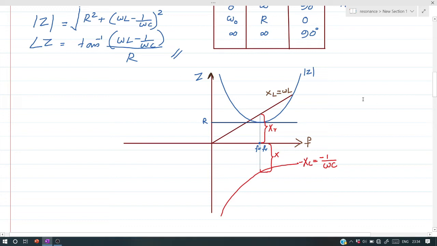This graph shows the variation of R, XL, XC and total impedance of the RLC series circuit with respect to frequency. As frequency increases, there is no change for resistance. As frequency increases, XL is increasing linearly like this, and as frequency increases, XC is decreasing from infinity to 0.